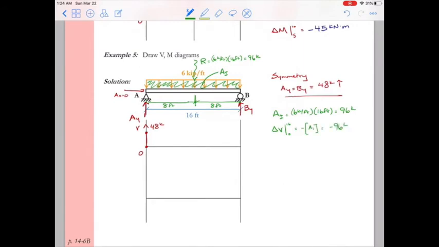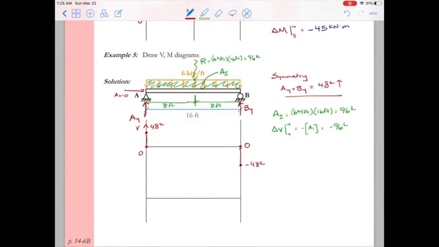So at the beginning, at point A, I'm at 48 kips. 48 kips minus 96 kips is negative 48 kips. And I get to the end. Now I see a B_y. B_y is going to push me back 48 kips, back up to 0.